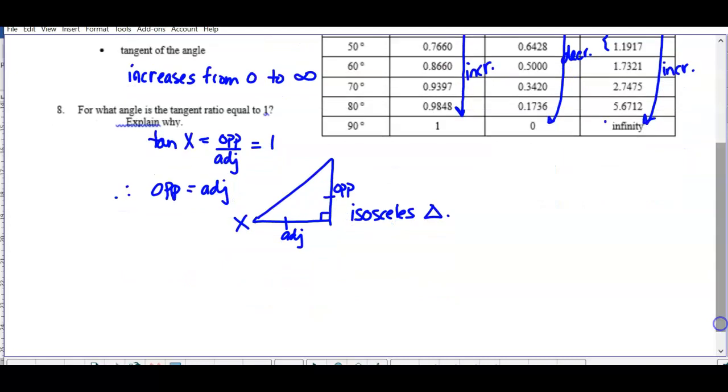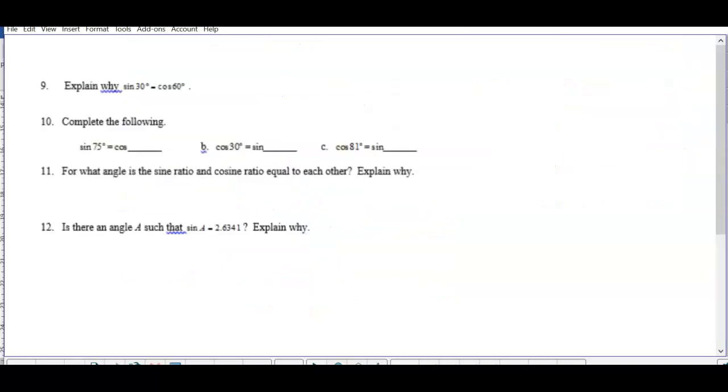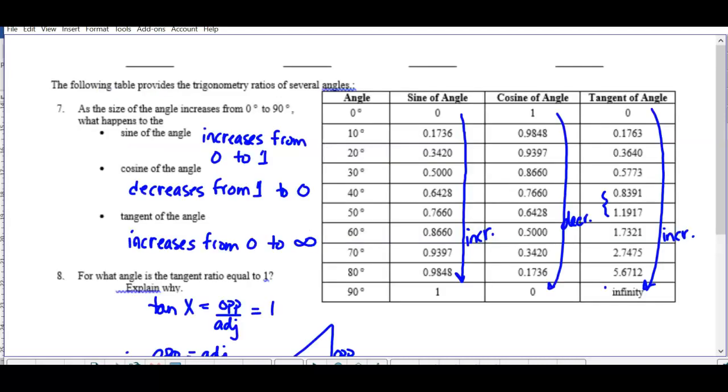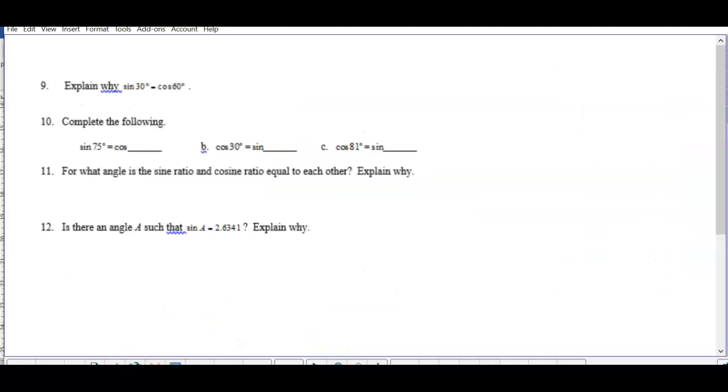Next one, so the next page. Explain why sine 30 equals cos 60. So if we look back in our chart here, sine of 30, cos of 60. Okay, same value. Well, let's think about the triangle. So if we have this being 30 degrees, and let's call this A, B, and C, then sine of 30 would be A, opposite over hypotenuse.